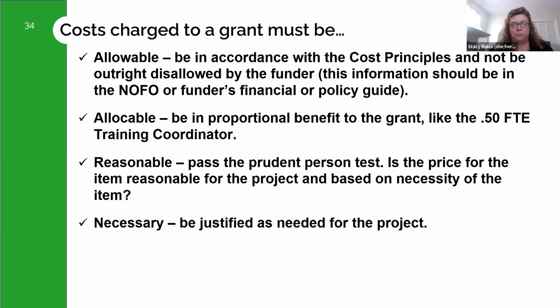It needs to be what we call allocable, so be in proportional benefit to the grant. Like the training coordinator, they're only going to spend 20 hours per week on this project, so 0.50, or 20 hours per week, is charged to this grant. It also needs to be reasonable. We call this the prudent person test. Is the price for the item reasonable for the project, where you're located, what the project is, how sophisticated the project is, and is it based on the necessity of the item? And is it necessary? That's where that budget justification comes in. It has to be justified as needed for the project. Next slide.